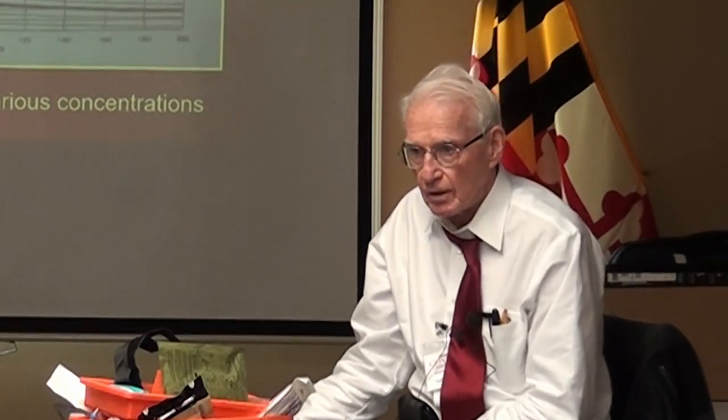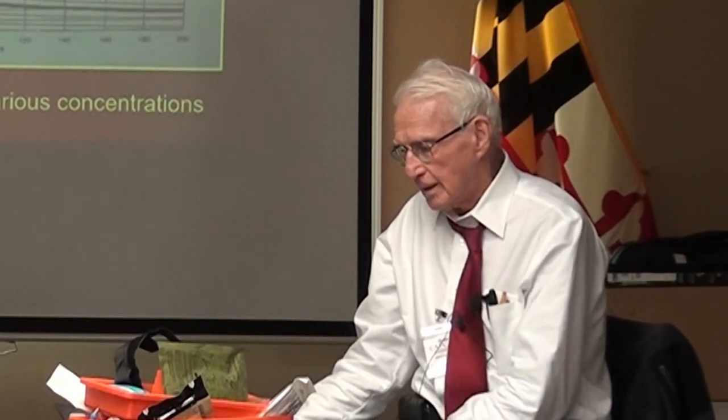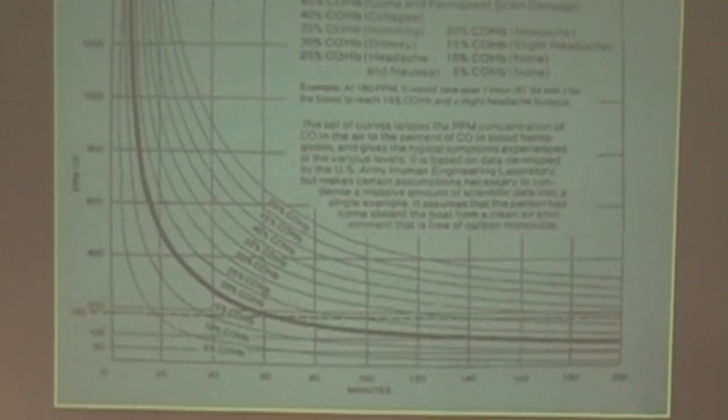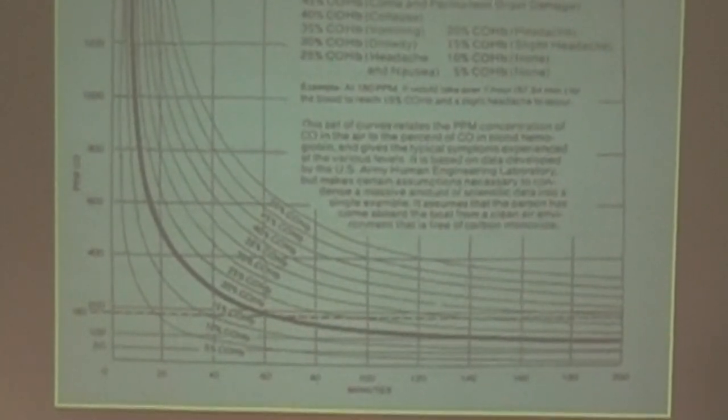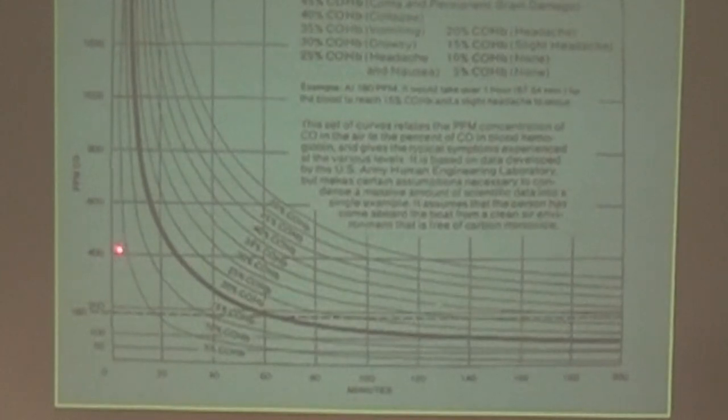Now, I hate graphs on PowerPoint lectures, and I'm sorry, but I think this one is important. This is a graph, and I'll describe it to you. It shows parts per million on the y-axis and time in minutes on the x-axis. And then these are the curves that show you carboxyhemoglobin, and the curve will tell you how long it would take, for example, 400 parts to get to, I think, the 5% curve. Let me see. The lowest one here is 5%.